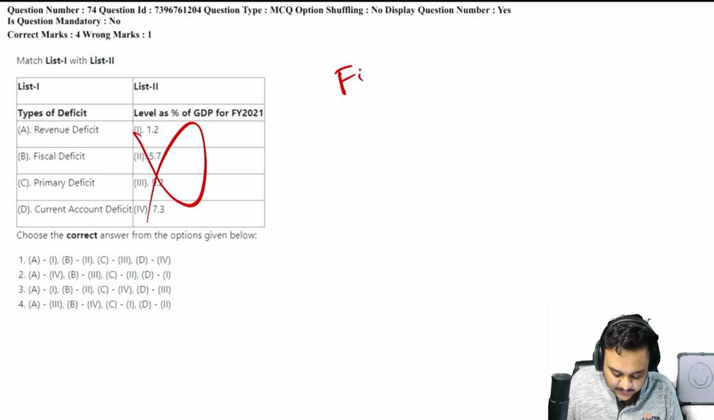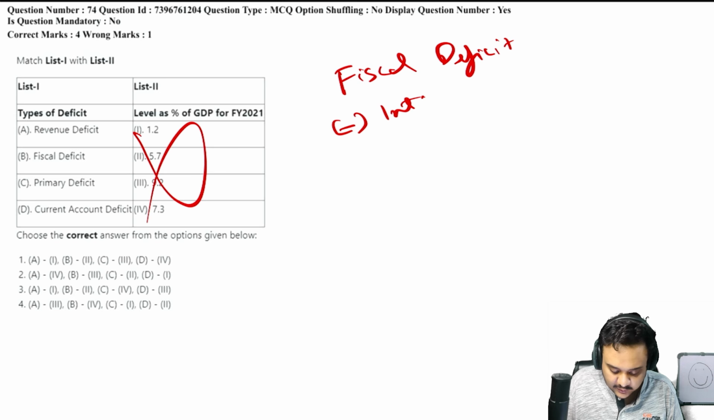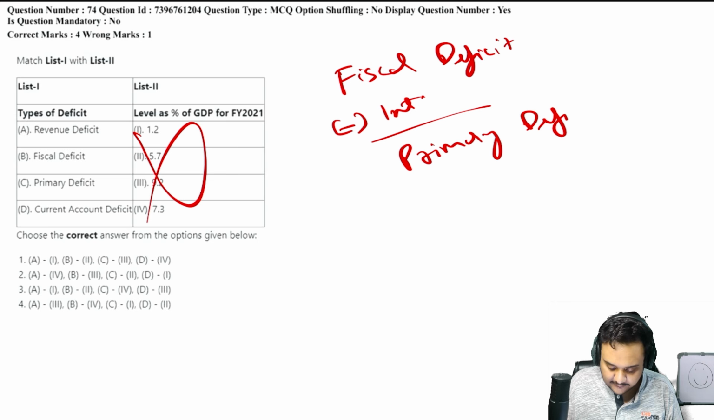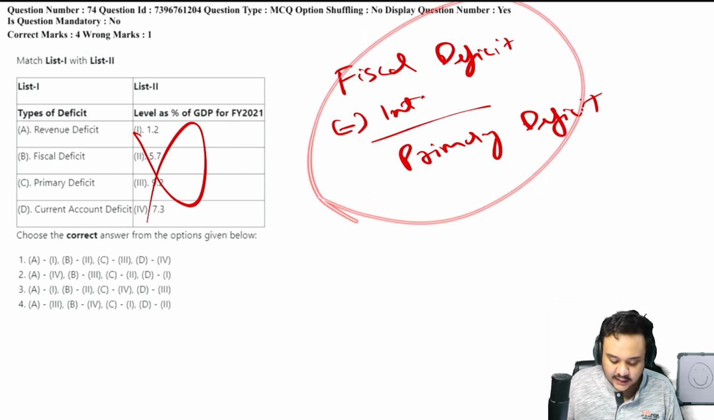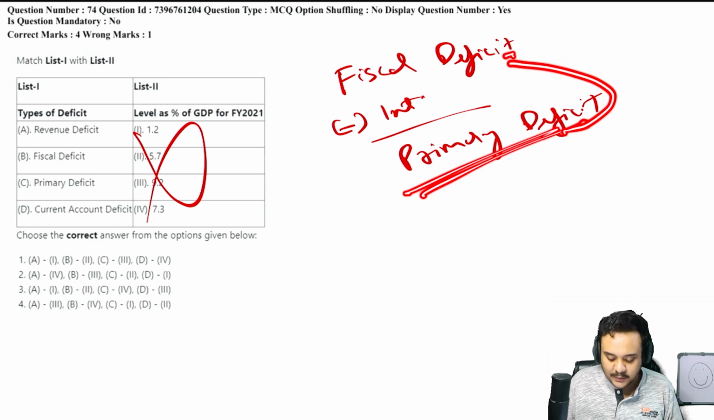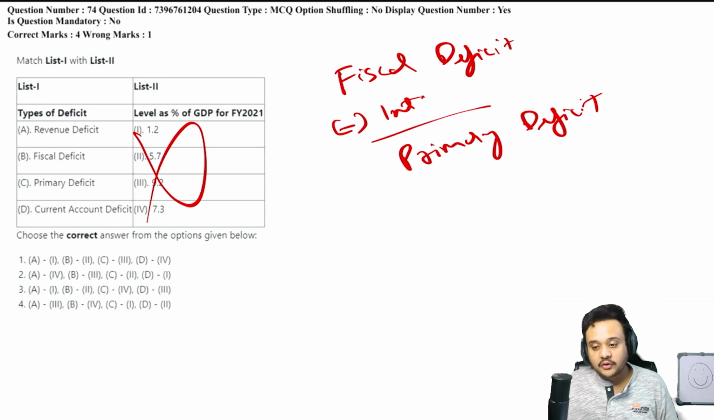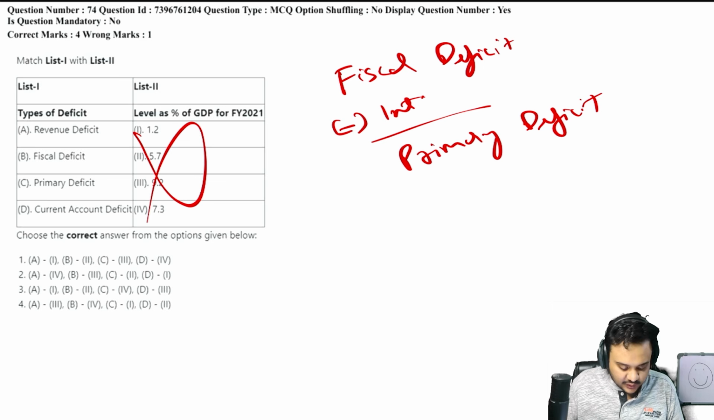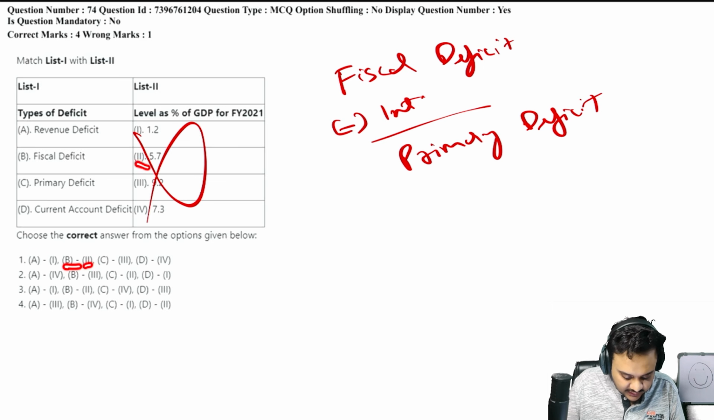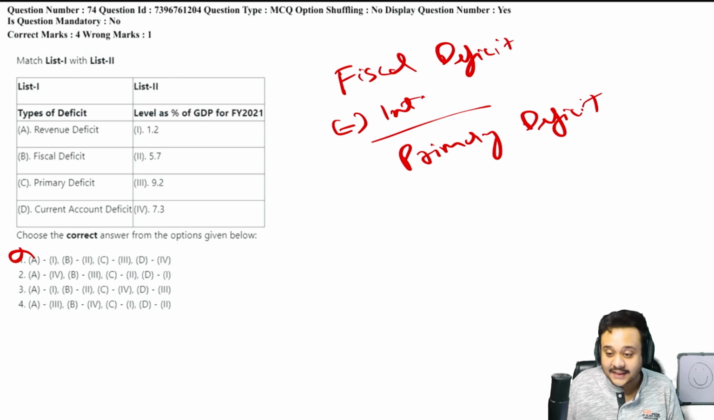So, fiscal deficit. If you subtract interest from fiscal deficit, what you get is primary deficit. Clearly, you know one thing, that primary deficit is going to be lesser than fiscal deficit. So let us see what we can eliminate already. If you look at the first option, just start with the first option only. Fiscal deficit is given as 5.7 and primary deficit is given as 9.2. So you can eliminate this one.